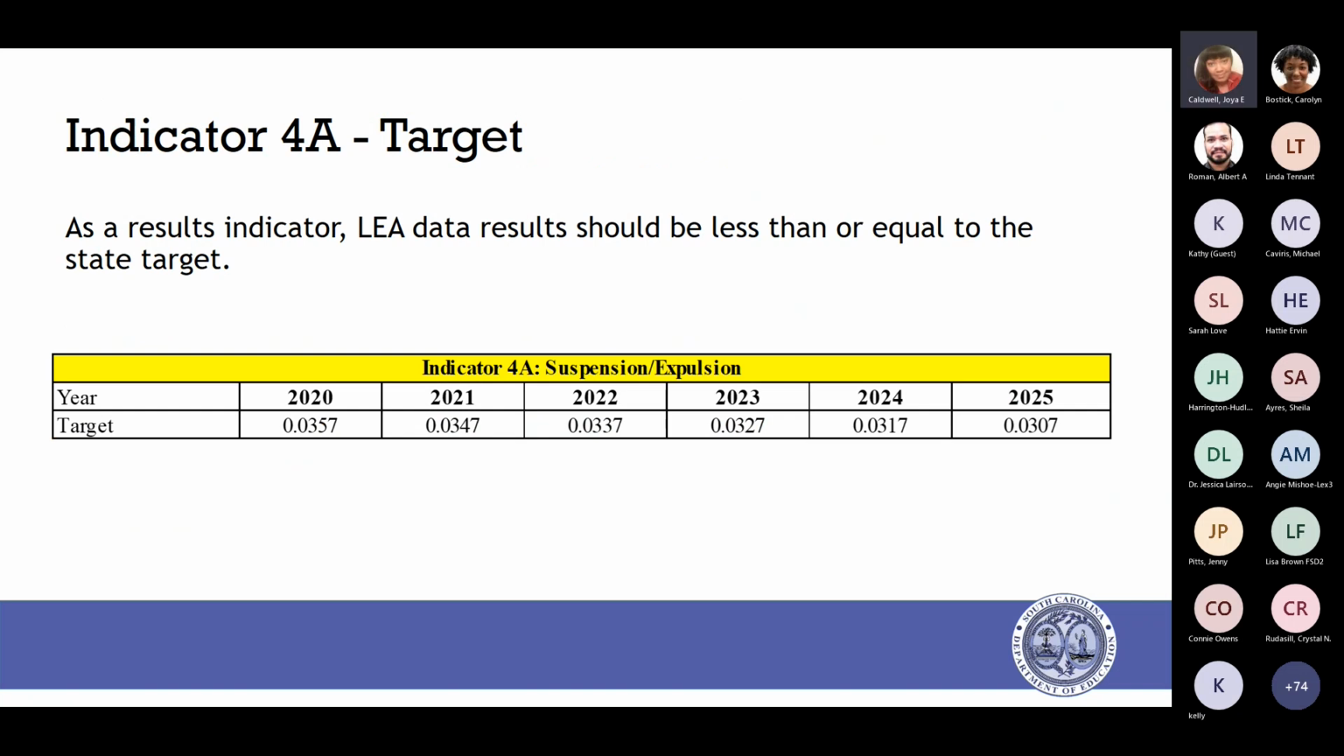Keep in mind the rate ratios provide a comparison in districts' rates of suspensions and expulsions to that of the state. So 4A is results driven. A district goal is to be less than or equal to the state's target. In this case, since we're using lag year data, we're looking at the 2021 target of 3.47%. Next slide.